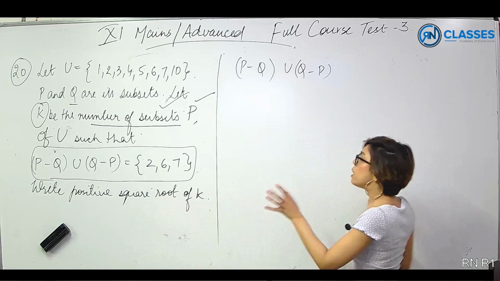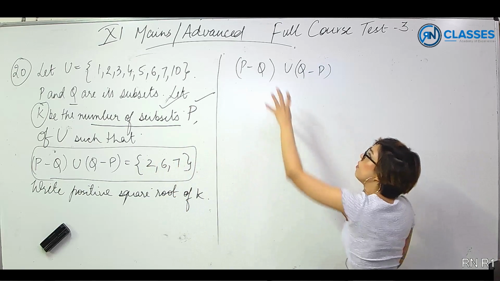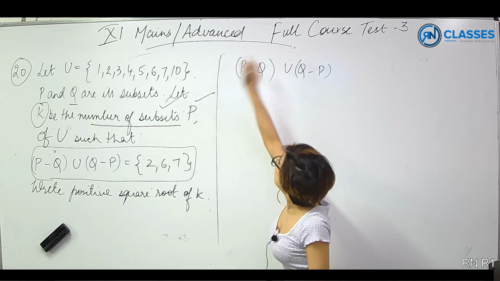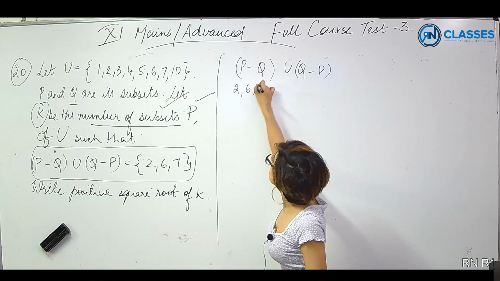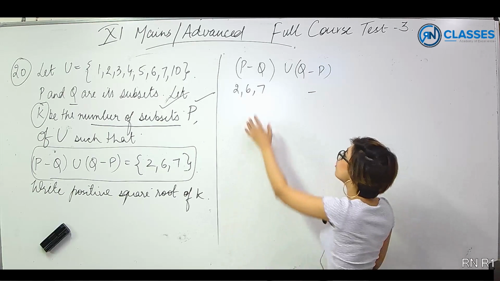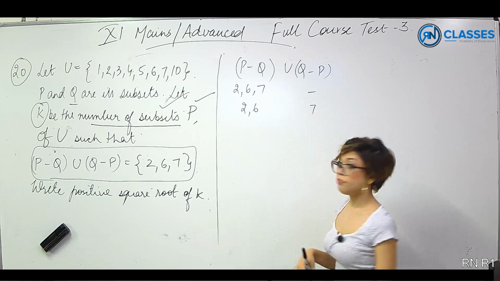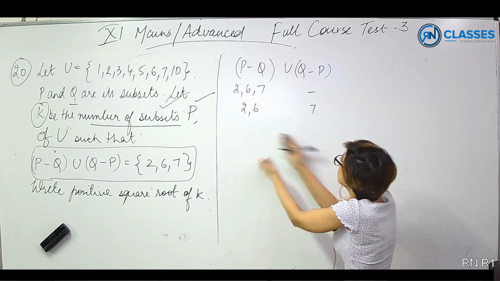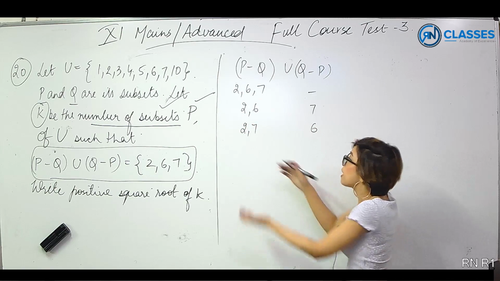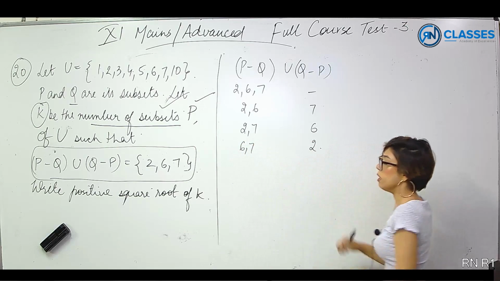Right? Basically, I need to see where these elements will go. 2, 6, 7. Where will it go? Here or here? Right? Let me consider that. First of all, I can put all of these elements over here, 2, 6, 7. Then this will get nothing. Right? Maybe I can shift 1 to this one. So 2, 6 over here, 7 over here. Right? Maybe I can shift 6 to that side. So I will get 2, 7 over here and 6 over here. Then maybe I can shift 2 to that side. So I am getting 6, 7 over here and 2 over here.